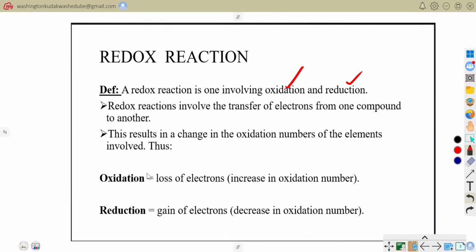Now let's define what oxidation means. Oxidation is simply the loss of electrons, which is an increase in oxidation number, while reduction is the gain of electrons, that is a decrease in the oxidation number. Like I said, for you to understand more, you need to go back and define what an oxidation number is, so that you would know when an oxidation number is increasing and when it is decreasing.